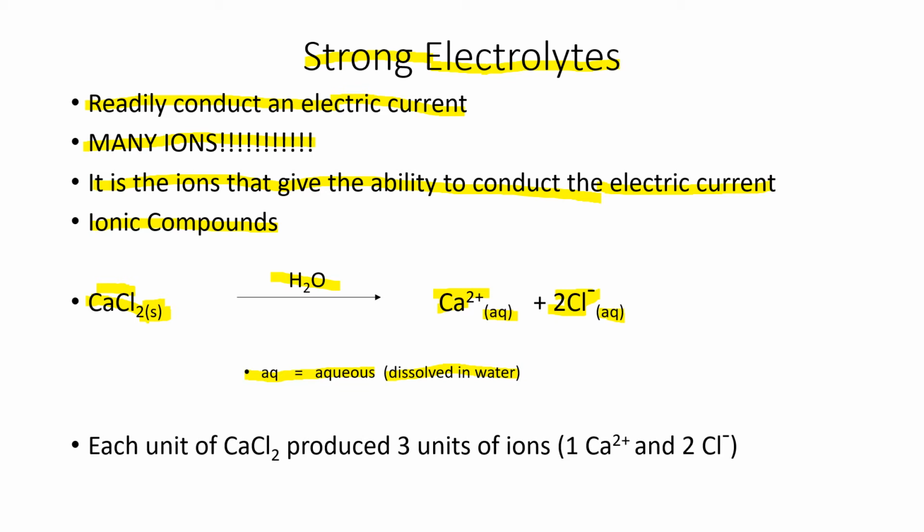So we're seeing that we're producing a lot of ions. In fact, every time 1 unit of calcium chloride dissolves, we're going to produce 3 units of ions: 1 calcium ion and 2 chloride ions. So if we have 100 units of calcium chloride, we'd make 300 units of ions. This is how we're able to produce so many ions out of these strong electrolytes.